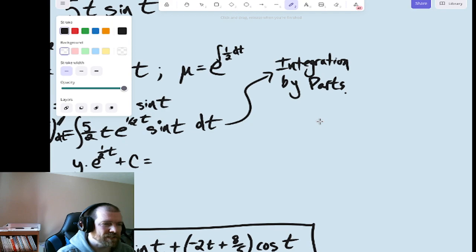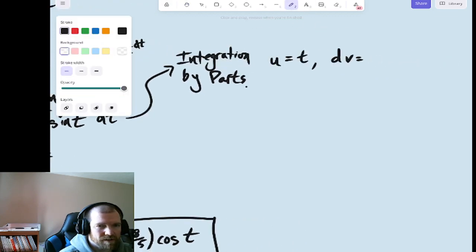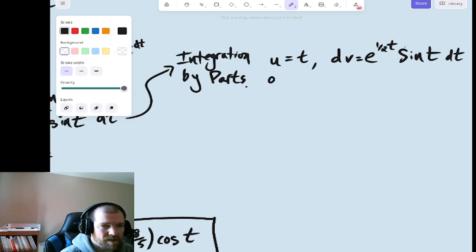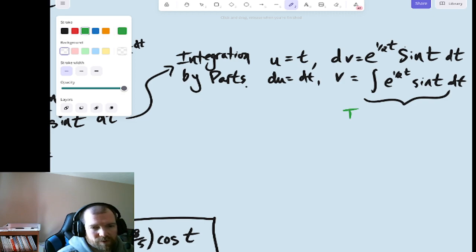So the thing that you'd want to select as your u, which is the thing you're going to derive, is going to be t. Your dv, which is the thing you're going to integrate, is going to be e to the 1/2 t times the sine of t dt, which is nasty. All right, du then is just dt, and v is going to be the integral of that thing, which you need to do integration by parts.